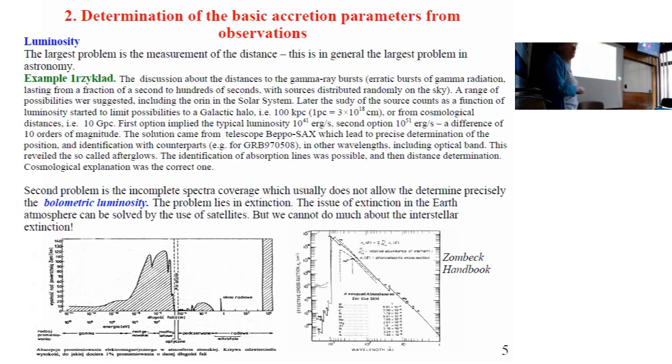However, in the far UV, this is really hopeless, because then we have the extinction in our galaxy. This is the cross-section for extinction. This is the wavelength.